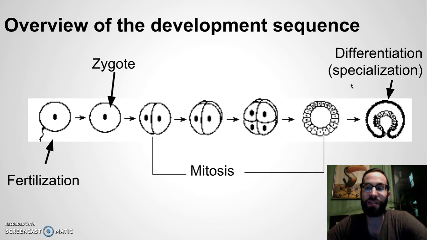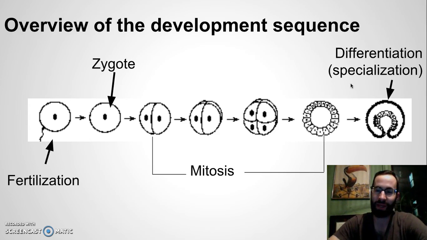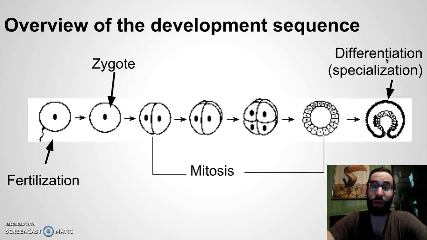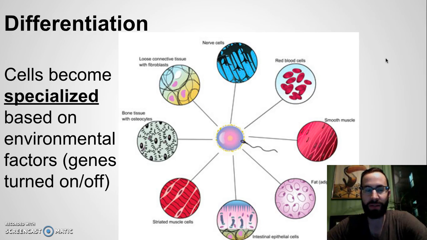And this process of specialization, let me say that again. This process of specialization has a scientific name that we call differentiation. And inside that word differentiation, you see different, right? Where cells become specialized. So differentiation, like I said, is when cells become specialized based on the different genes and DNA that are used and the different environmental factors that take place within our bodies.